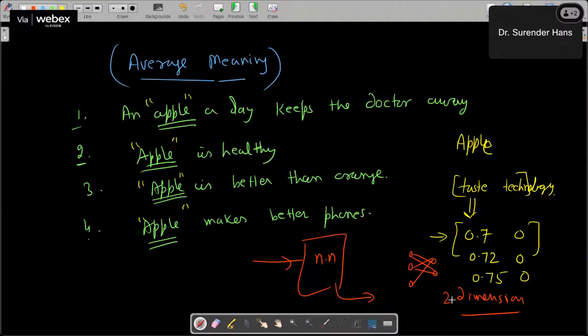When the fourth sentence comes, Apple makes the better phone, now this is a different context. After reading this, it seems like the technology. The sentence is related to technology, this Apple word. So the weightage of technology will increase a little bit, and the taste will decrease a little bit. So after this fourth sentence, 0.73 and 0.33. Now this one is final.